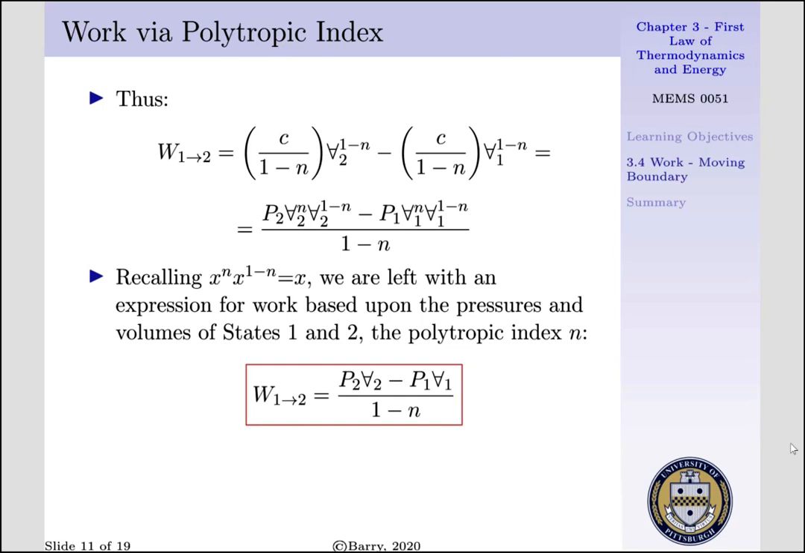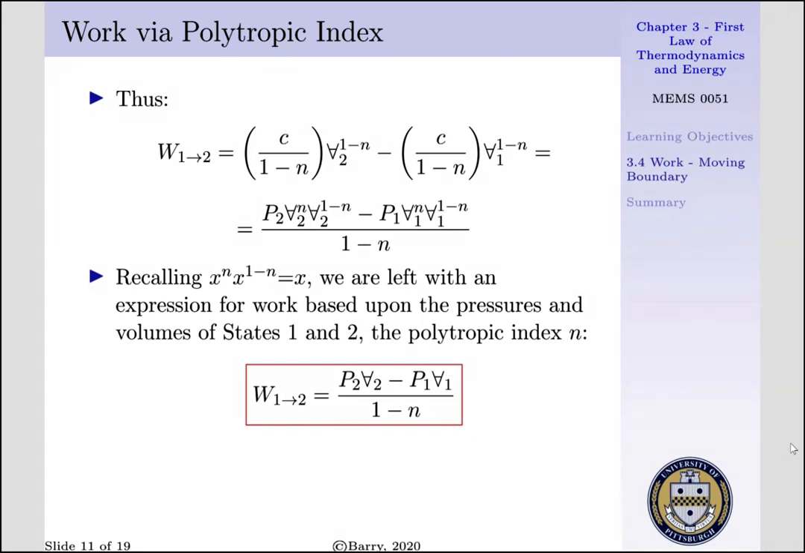And recalling x^n times x^(1-n), our exponents add, which just gives us x. We're left with an expression for work based upon our pressures and volumes of states 1 and 2 and our polytropic index. That is, our expression for work going from state 1 to state 2 is equal to P2 V2 less P1 V1 per 1 minus n. Now note this is dependent upon our pressure and volume at our initial and final state and our polytropic index, n, which we have to calculate.